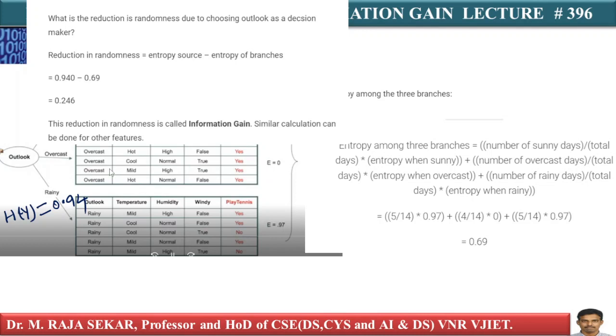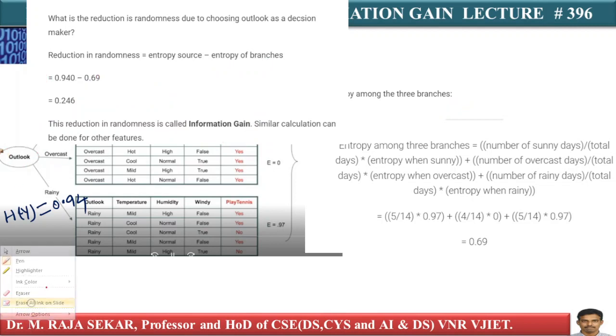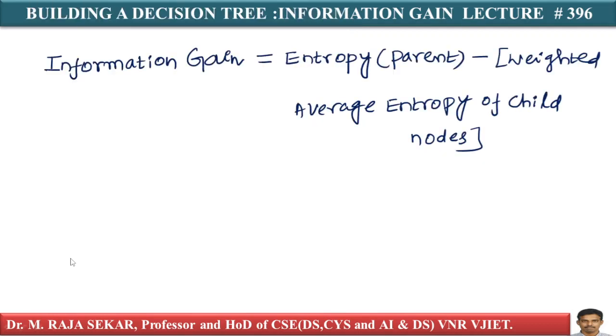Now, how will I calculate the reduction in randomness due to choosing outlook as a decision maker? Reduction in randomness is the entropy of the source minus the entropy of the branches. What is the source entropy? We already calculated 0.940, minus the entropy of branches. Just now we calculated the entropy of the 3 branches, that is 0.246. The reduction in randomness is called information gain. This 0.246 is the information gain. Similar calculation can be done for other features. Now we calculated it for the outlook feature. In similar manner, we can always calculate for other features.